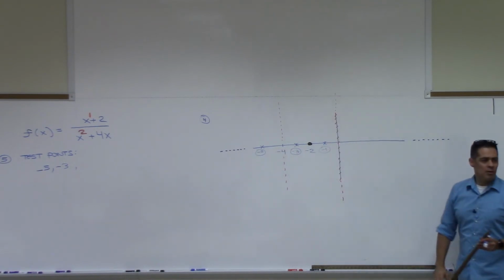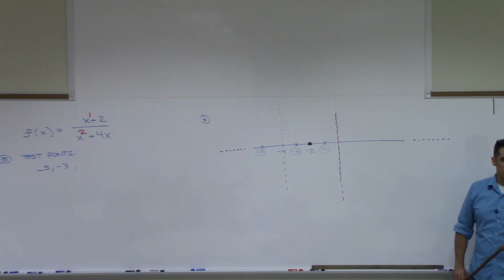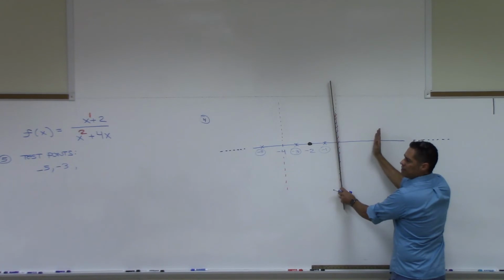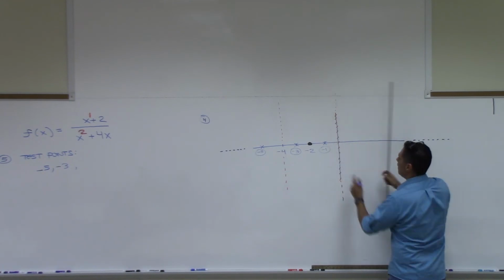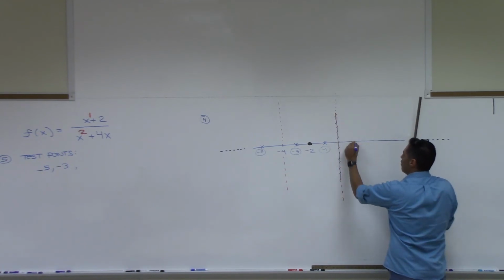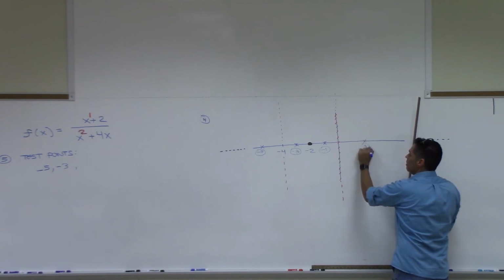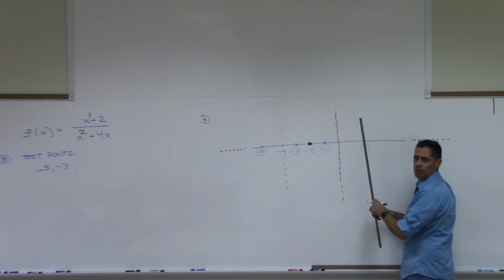Do I need any more? What do you think? Maybe one more on this side, because I don't know what in the heck's happening over here. So I'll pick anything I want. Any number you want over here. What do you want? Anything. What, 3? I heard 3. Someone said 2. 2 would work as well.